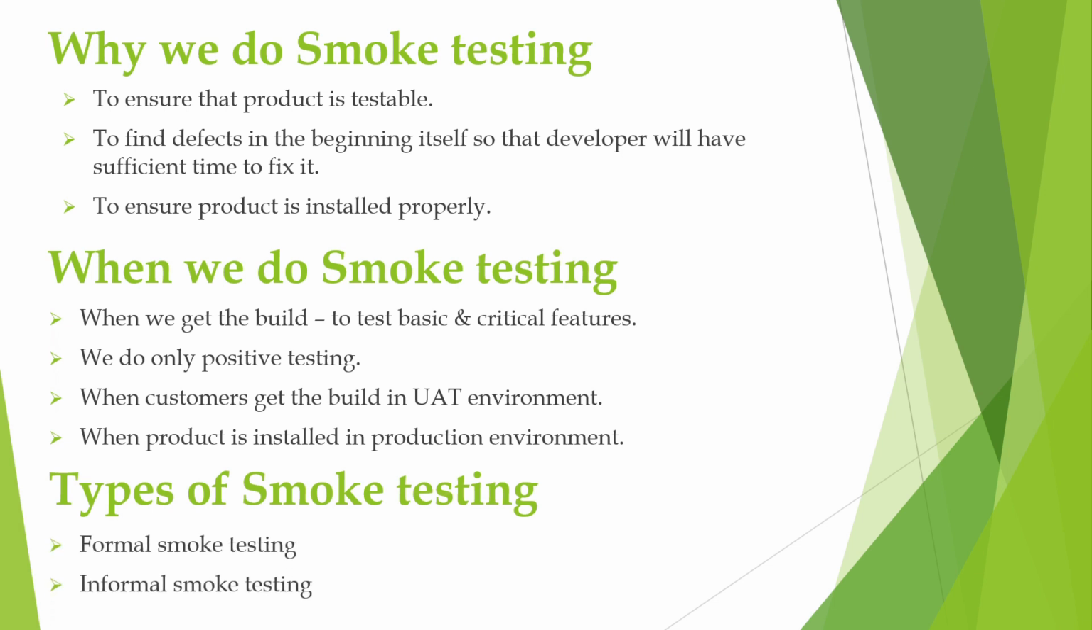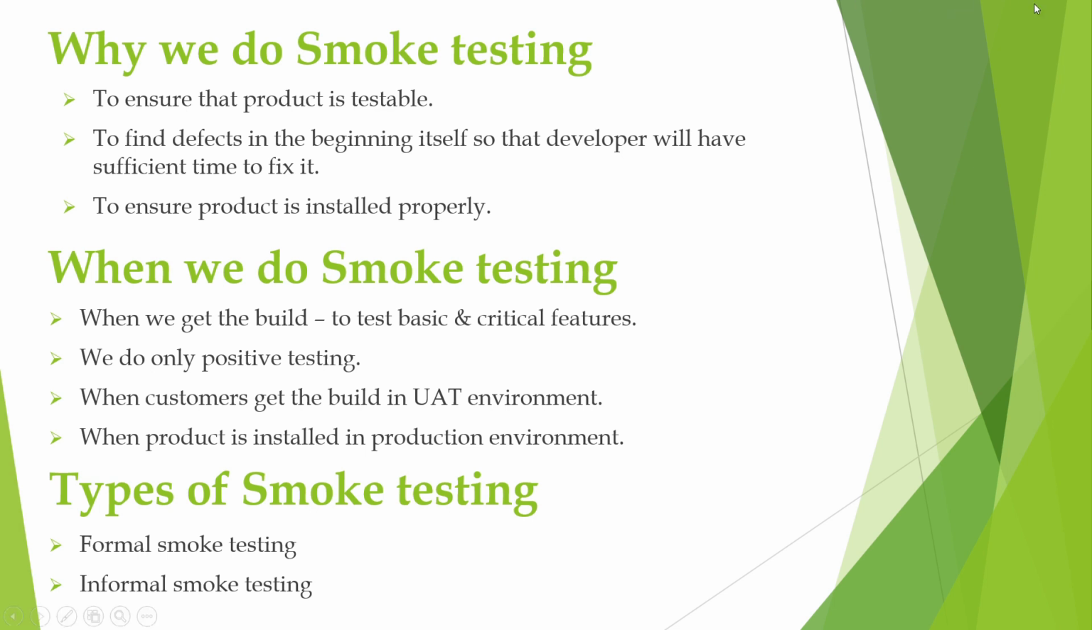Next, we'll see the types of smoke testing. We have two types: formal smoke testing and informal smoke testing. In formal smoke testing, whenever the development team develops an application and sends the software or a build to the testing team, the test lead will instruct the testing team to do the smoke testing and send him the report once it is completed. Now the testing team will do the smoke testing and send the smoke testing report to the test lead. This is called formal smoke testing.